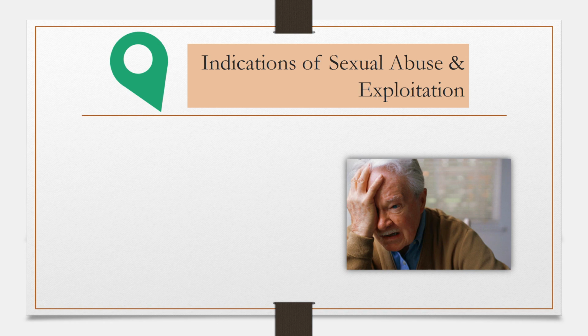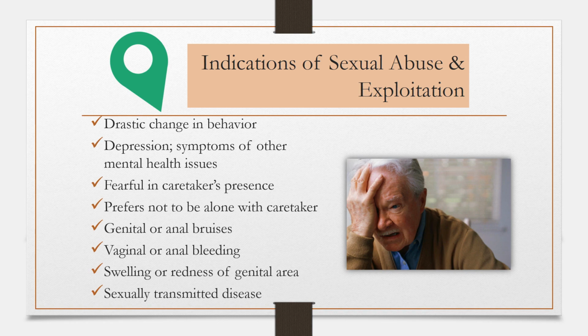Indicators of sexual abuse and exploitation include drastic changes in behavior such as acting out or lashing out, having inappropriate affect, depression or symptoms of other mental health issues, being fearful in a caretaker's presence, preferring not to be alone with the caretaker, genital or anal bruising, vaginal or anal bleeding, swelling or redness of the genital area, sexually transmitted disease.